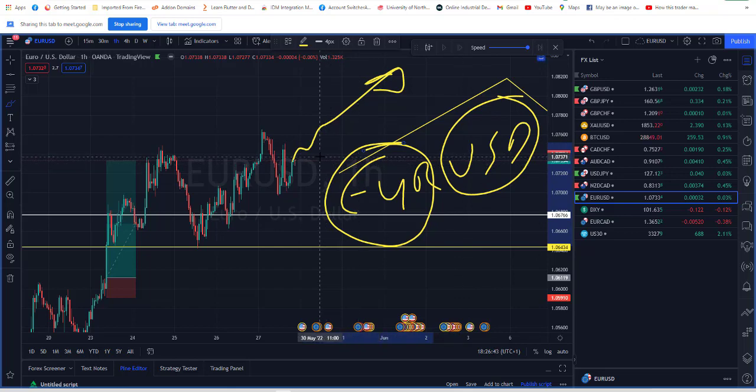So what the commitment of traders is telling us is that given that the euro is going to become strong because of how institutional traders are buying it up, the price of euro against the dollar is going to rise. That means you're going to need more dollar to buy 1 euro. So we are expecting a bullish movement for the euro US dollar this coming week.